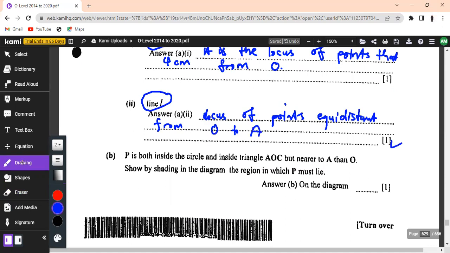As you can see, it's just 1 mark. So make sure also you watch the video on locus. I represented 4 loci which are important in your syllabus, and you have to know all of them.